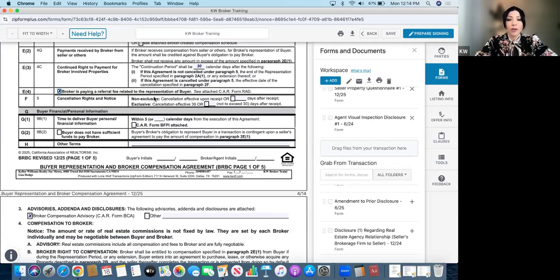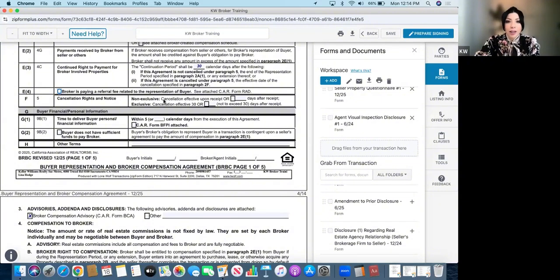Broker is paying a referral fee. So if you were referred this buyer from somebody, then click here and it will automatically attach the realtor agreement. That'll be automatically attached here. So we definitely need that filled out if there is a referral being paid. So that is a new form that is required.